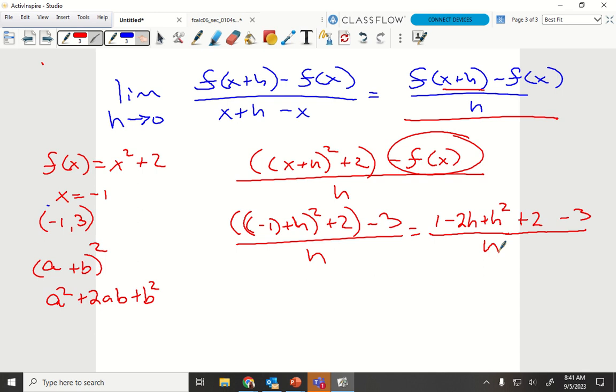Now let's go ahead and combine. I have a positive 1 here and a positive 2 here. What's that going to give me? Positive 1, positive 2, positive 3, minus 3 gives 0. So all those together leave me with 0. As I bring this down, I'm left with -2h plus h squared over h.